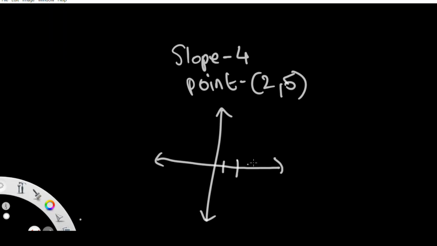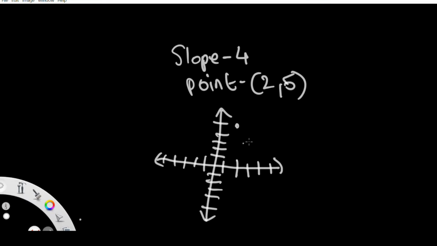Just draw lines to know where each point is. So we have 2, 5, so 1, 2, 1, 2, 3, 4, 5, and we have slope 4. Since we know that it's a positive slope, it cannot go to its y-intercept if it goes forward. So instead, we could go backwards.